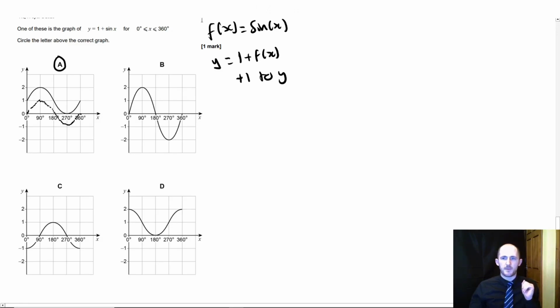Perfect. I hope that this part makes sense here. So when you're thinking of what f of x is, it's always the bit with x, right? It's the bit that's changing. So in this case, 1 isn't changing, so the only thing changing is the sine x. So that's what f of x would be.